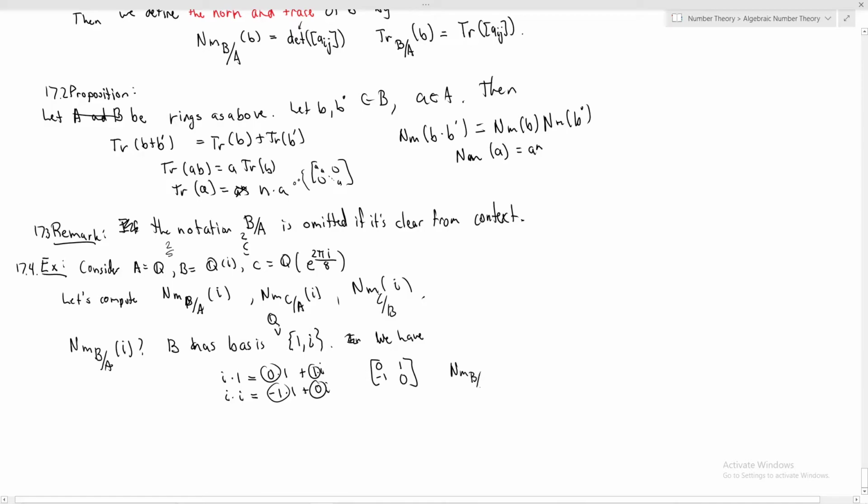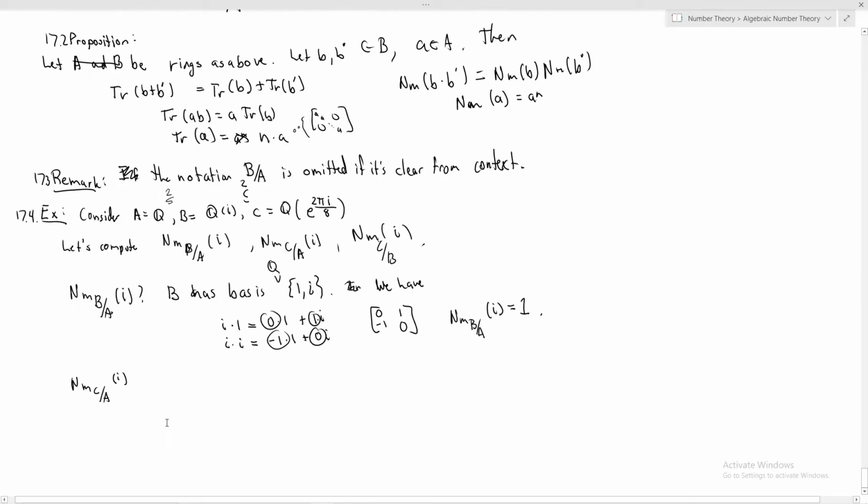Maybe I somehow picked a bad example, I'm not sure. So the norm here, in this case, is 1. Okay, so let's do the next one. Norm from C to A. So first we need a Q basis of C.